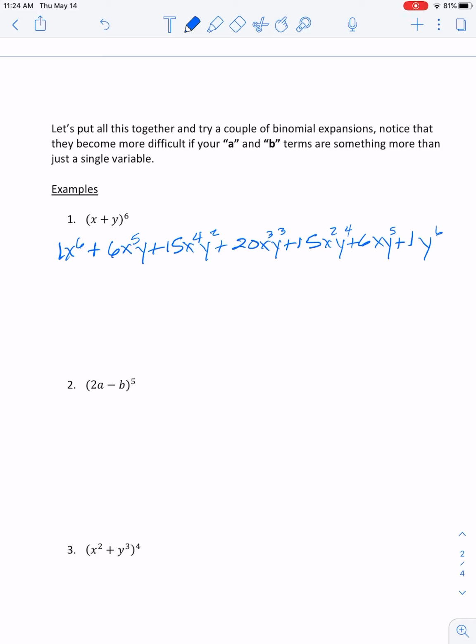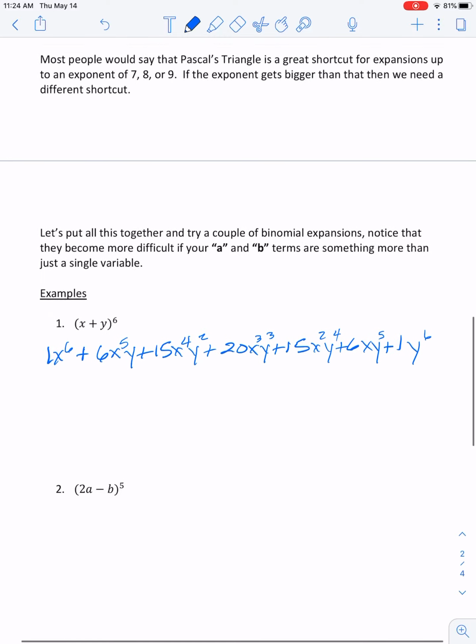Okay, so a little change of pace here on the second one. You can see that it's got a minus sign in it. Okay, so we have to deal with that. And we can also see that one of the terms is 2a. So anytime your first or your second term of the binomial is not just a variable by itself, it's going to be a little tougher. You've got to be a little more patient with it.